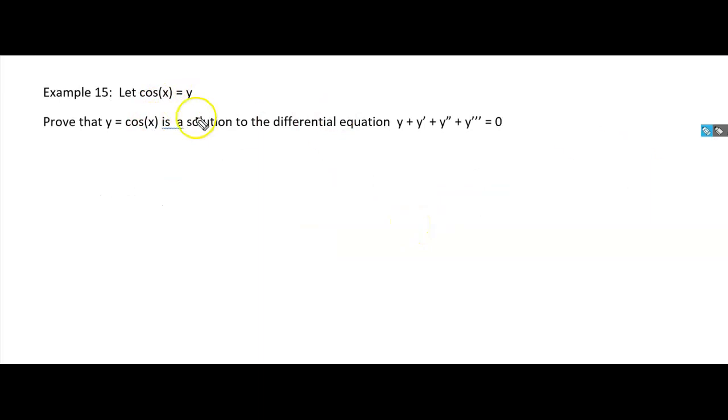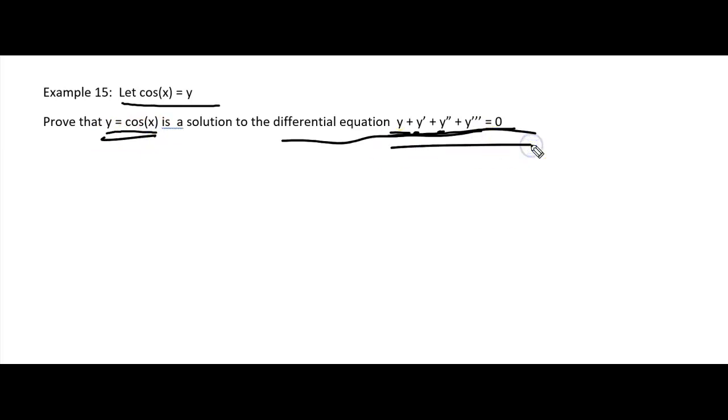Number 15 says, let cosine of x equal y. We want to prove that y equals cosine of x is a solution to this differential equation. So you have a problem kind of like this on yours. Now, what does that mean? To me, it's just kind of a weird thing. What does it mean to have a solution of a differential equation? It means that we know what the y value is, basically. So they want to know, is this y value, cosine x, a solution to this differential equation?